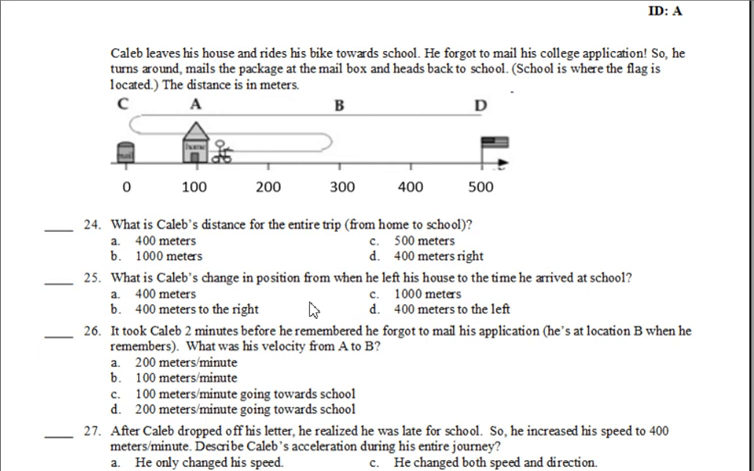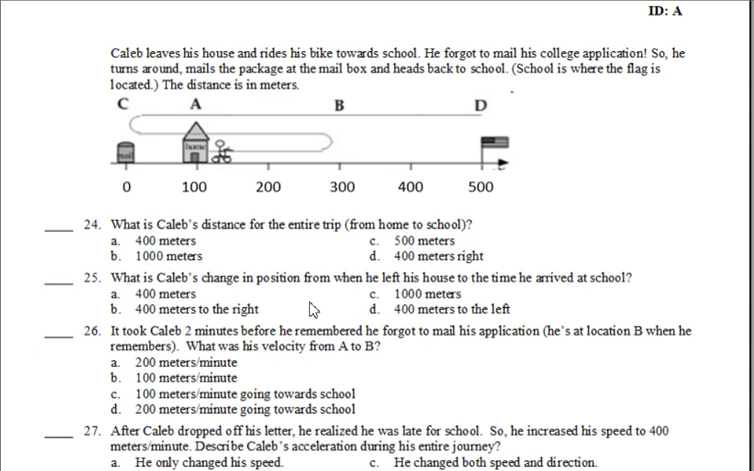Number 24. What is Caleb's distance for the entire trip from home to school? So from A to B to C and to D. Is it A, 400 meters, B, 1,000 meters, C, 500 meters, or D, 400 meters right?